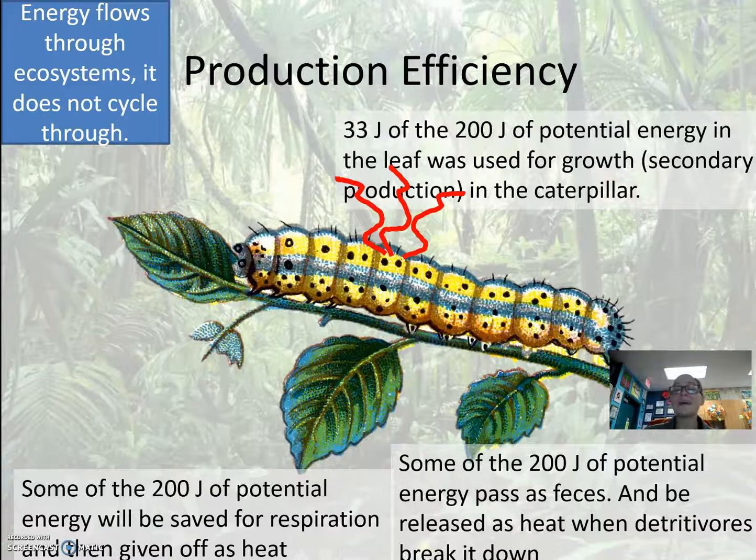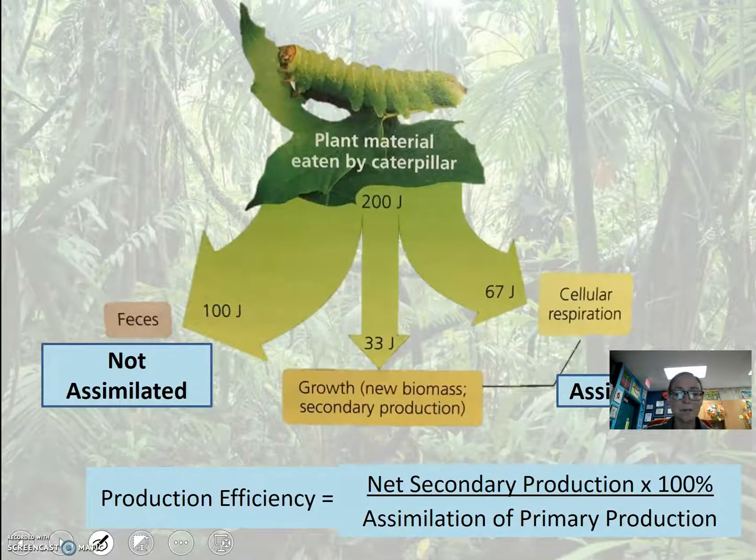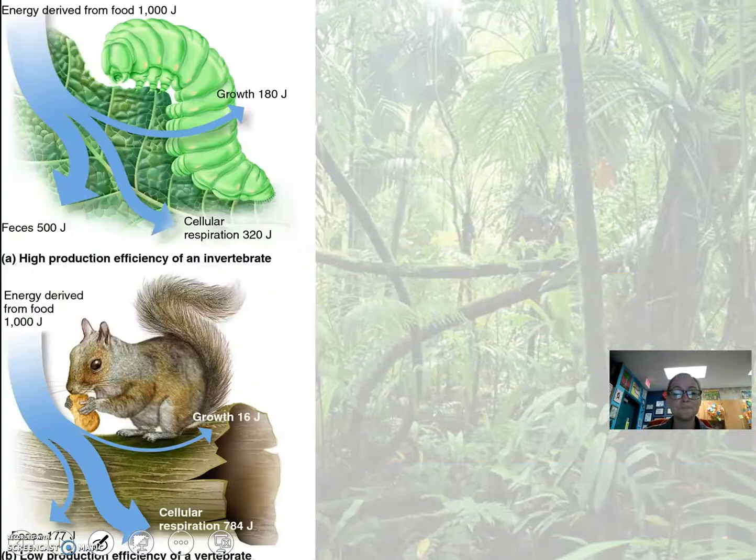So energy flows through ecosystems. It does not cycle through. And so you need a constant input of energy with the sun and plants. Only energy stored as biomass, as part of the cells and part of the macromolecules, the carbs, lipids, or proteins that make up the organism, is available for growth or reproduction for the next trophic level. Here's a diagram you can see that breaks down basically what I just showed you. When we look at this picture here, I think this is where we will start in class.